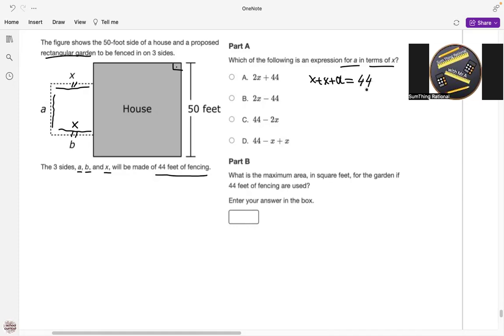In the question they ask for the expression for A in terms of X, meaning what A is equal to in terms of X. Let me write it again. X plus X is 2X, plus A, which is 44. Then A is equal to what? 44 minus 2X. If you subtract 2X from both sides.